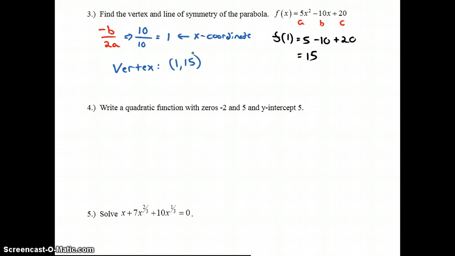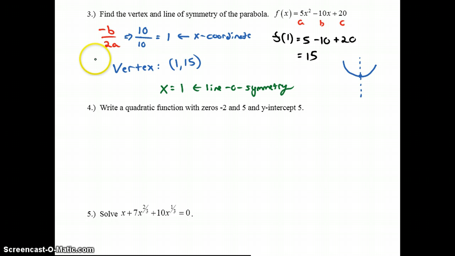Now, if I want to figure out the line of symmetry, this is a parabola with a vertex at (1, 15). The line of symmetry is just going to be right through that. So, a vertical line at 1, we write that as x equals 1. Line of symmetry. That's, I think, the easiest way to go about this, but there are other ways as well, and you're welcome to do them. Let's go on to problem number 4.